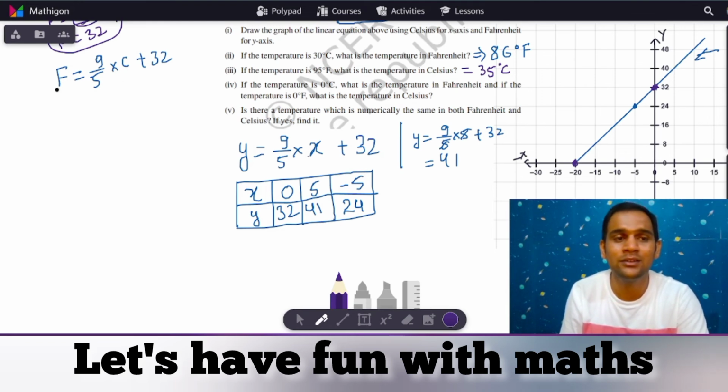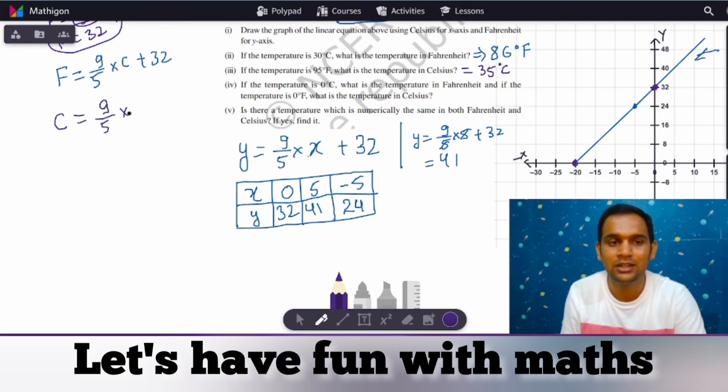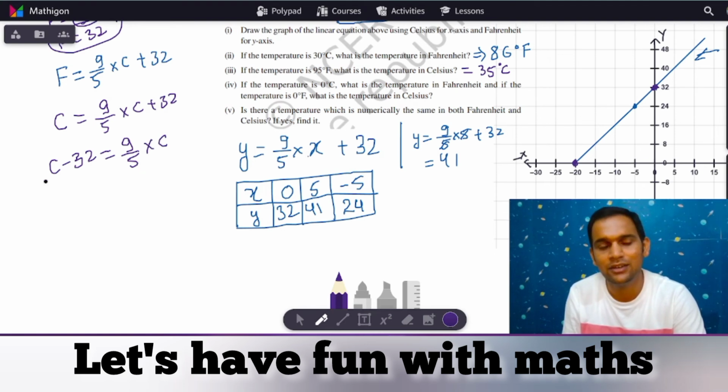So what does it say? Fahrenheit equals Celsius. So instead of Fahrenheit, I will write Celsius, because both are to be equal. Celsius equals 9 by 5 times Celsius plus 32. So what do we get? Celsius minus 32 equals 9 by 5 times Celsius. Yes. So I'll take this 5 to the other side. So 5 times (C minus 32) equals 9C.